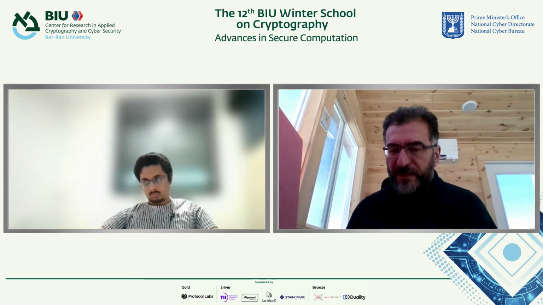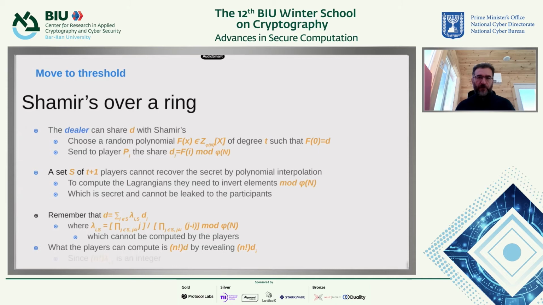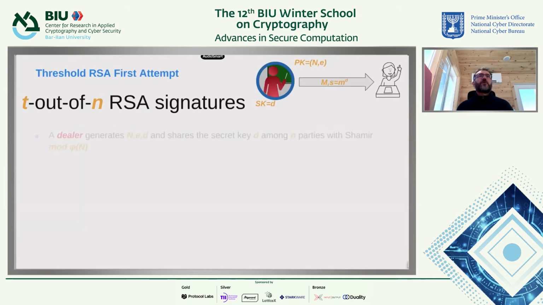So now the question is, what are we going to do with n factorial times d? Let's do our first attempt to build a threshold RSA signature. And I say first attempt because there's going to be an issue with this one.